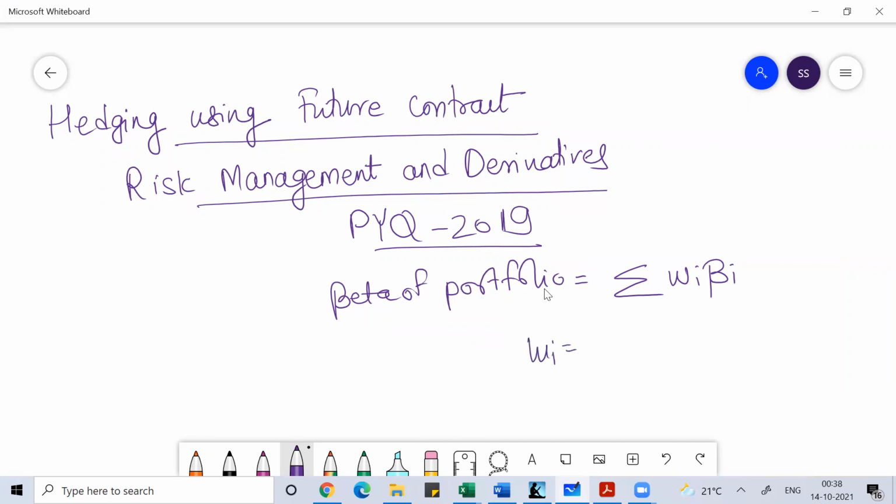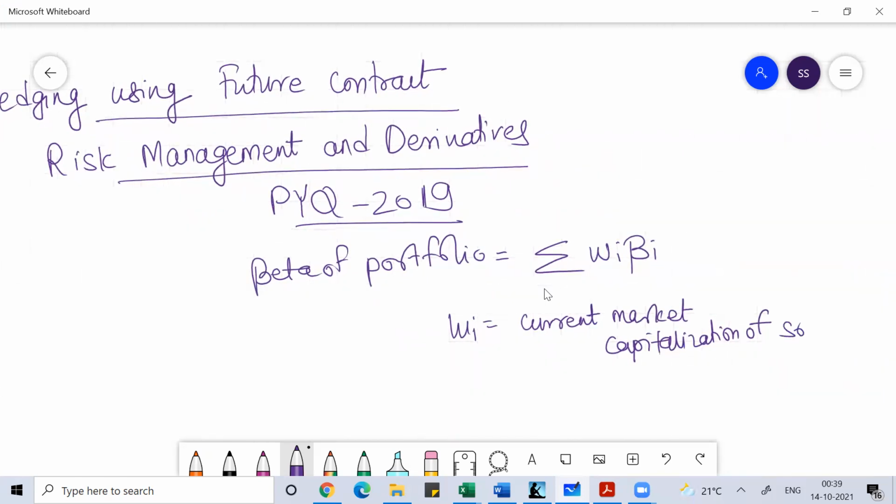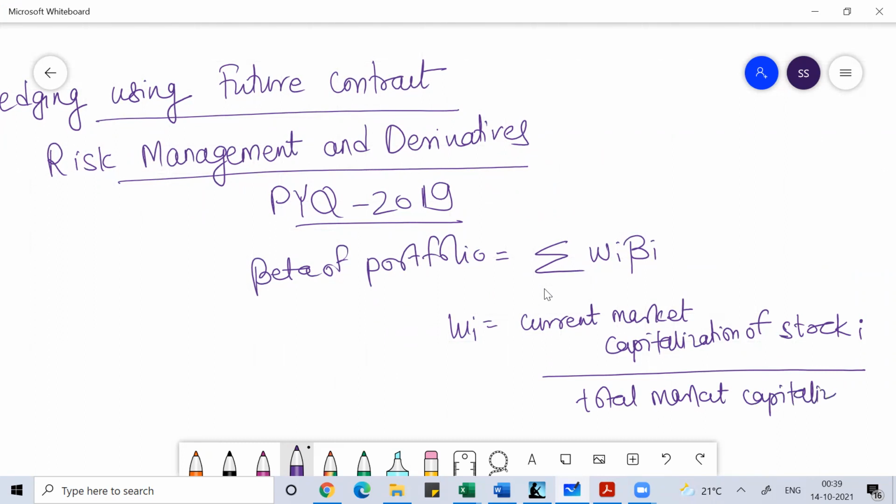For determining the weight of each stock, I'll find the weight by dividing the current market capitalization of stock i, whatever the stock is. So for each stock we want to find the weight, I'll divide the market capitalization of that stock by the total market capitalization of the portfolio.